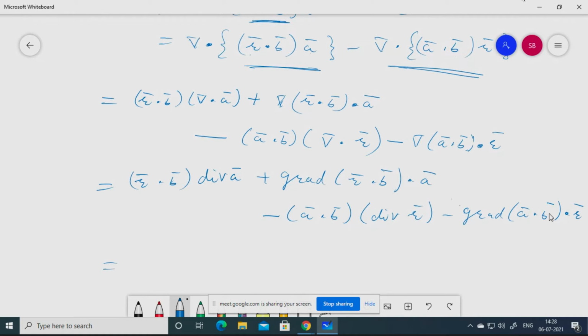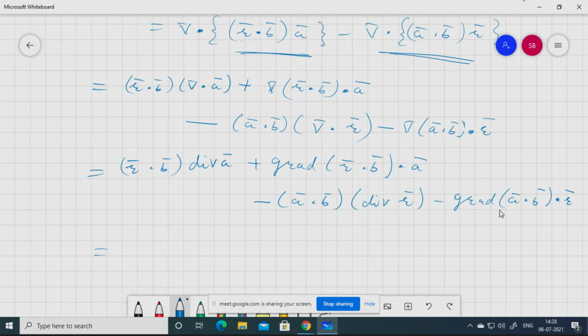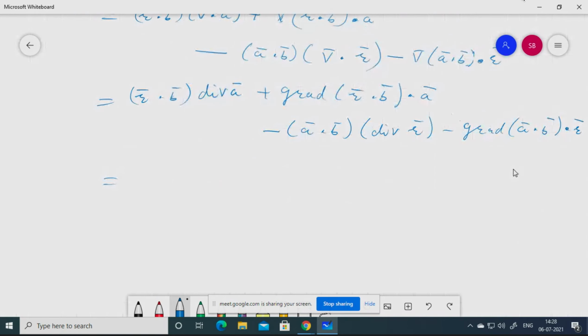Now we have to substitute all these values whichever we can. So A bar, B bar are constants. So what will be the divergence of A bar? Tell me. Zero. So divergence of A bar is 0, so the first part won't be there.